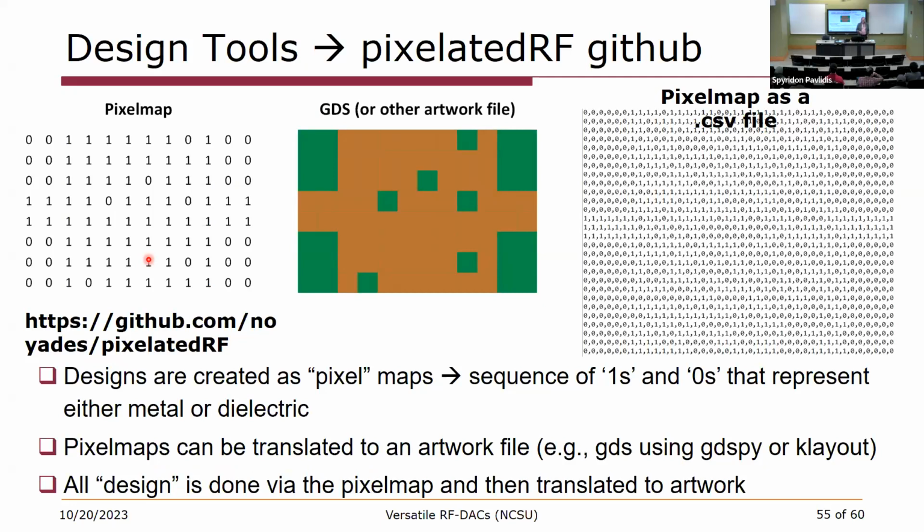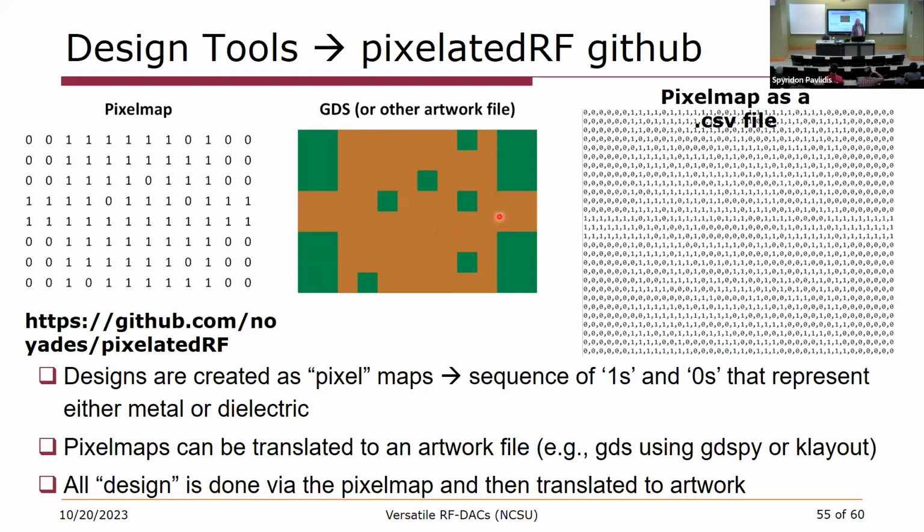We built a suite of tools called Pixelated RF. It's on GitHub, where basically we do everything with the pixel map operation. We create a CSV file. The CSV file is just ones and zeros. A 1 represents put metal there. A 0 represents don't put metal there.